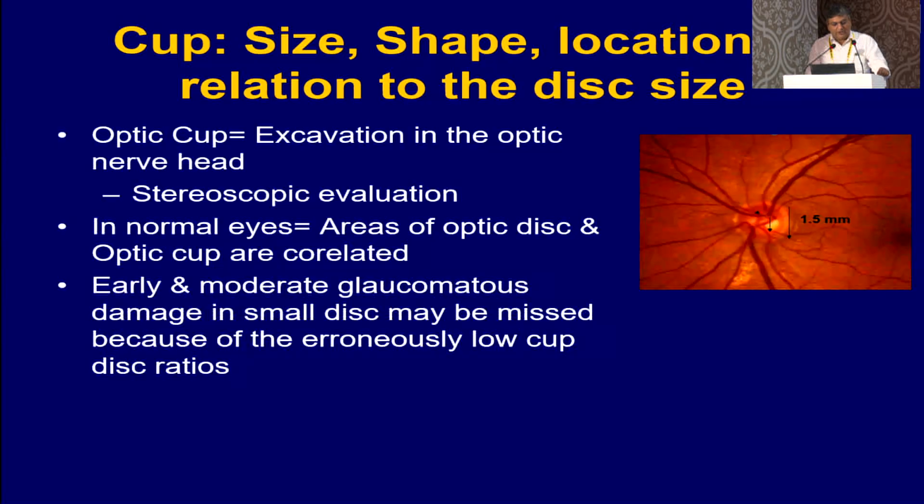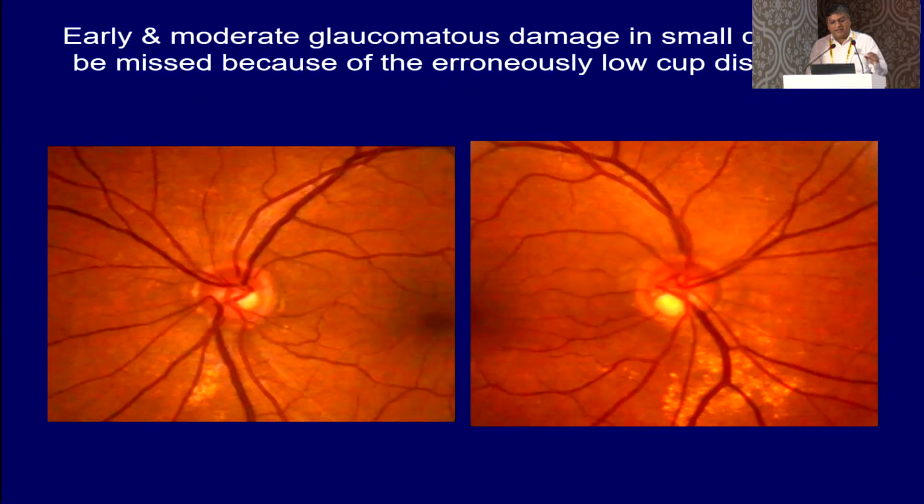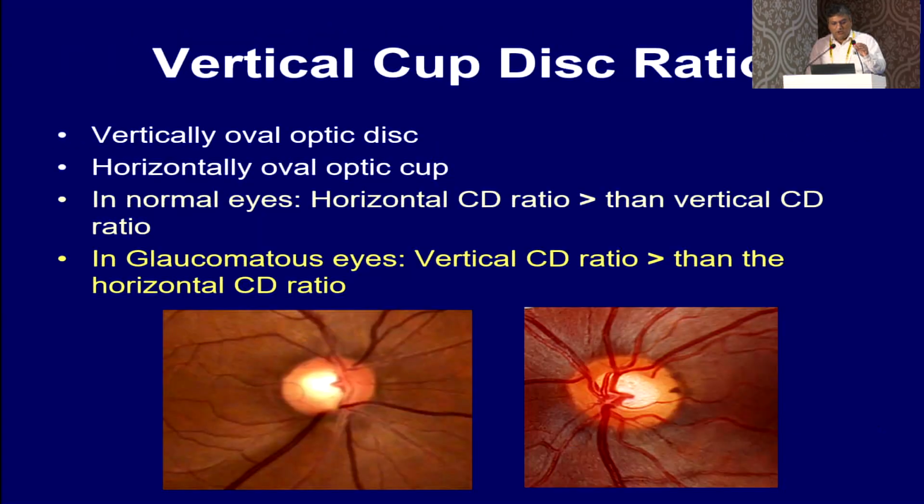So next comes the status of the optic cup. As we all know, the optic cup is the central excavation in the optic nerve head. So we should stereoscopically evaluate the optic cup, because it has a relation with the normal optic disc size also. Around 0.2 to 0.3:1 is the normal cup disc ratio. Whereas early and moderate glaucomatous damage in a small disc can be missed because of an erroneously low cup to disc ratio, as we can see in this glaucomatous optic disc, which has a very small disc along with a small cup, but you can see that the ISNT rule is not being followed, and there is glaucomatous damage to the optic disc.